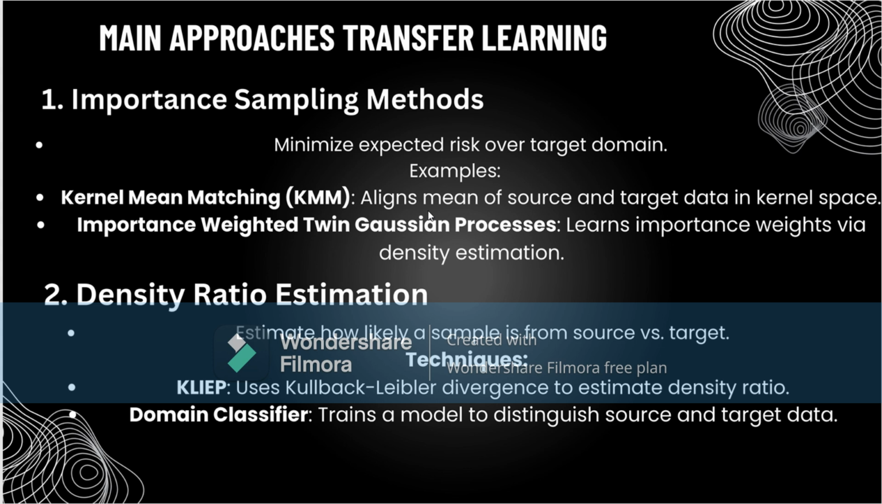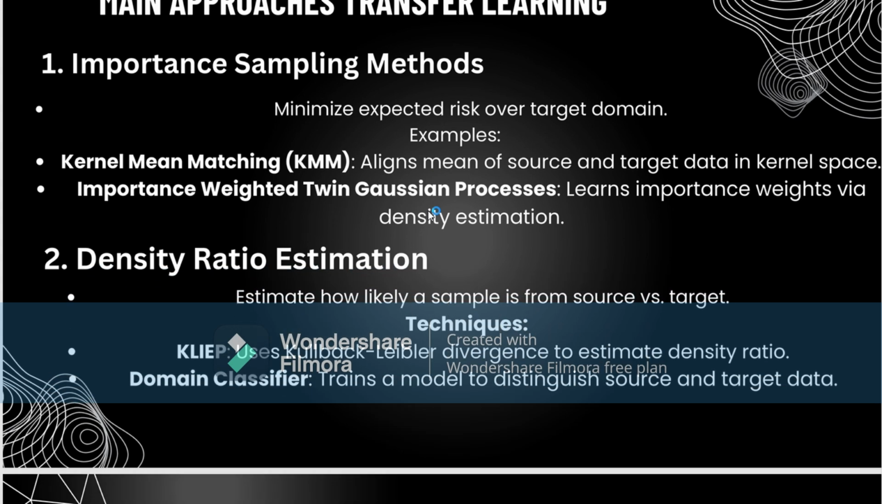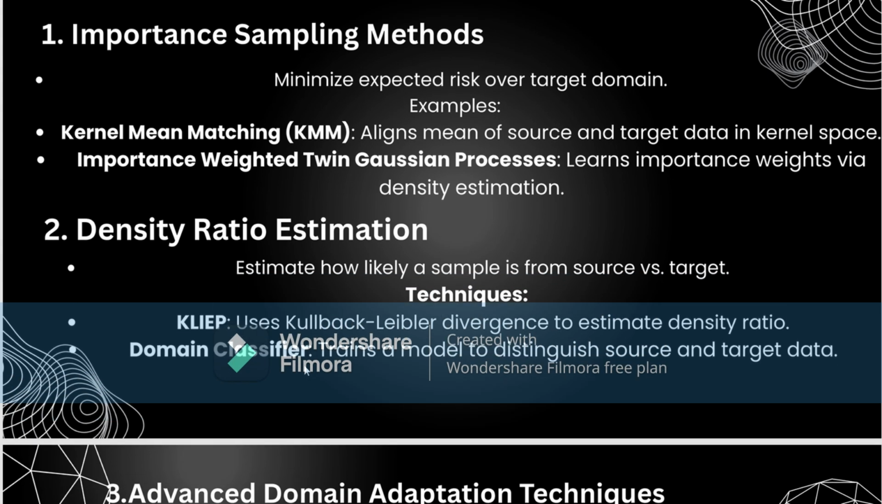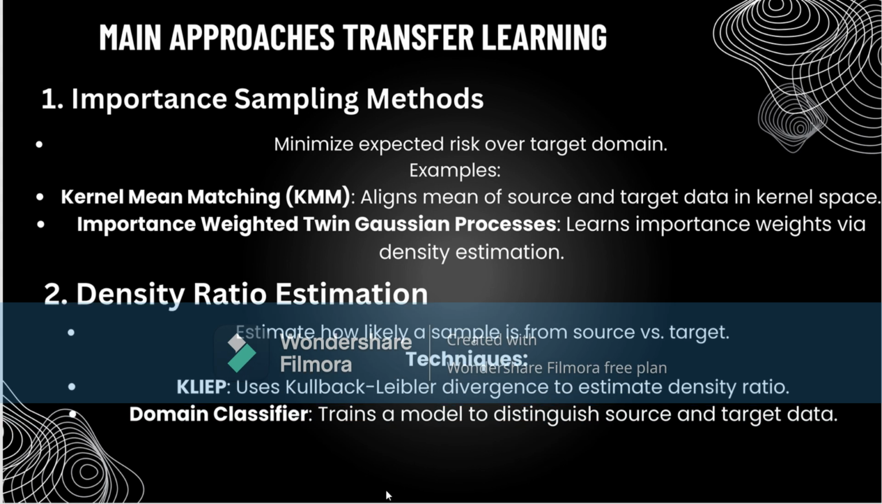Importance weighted twin Gaussian process learns importance weights via density estimation. Density ratio estimation estimates how likely a sample is from the source versus the target. One technique of density ratio estimation is CLEAP, a domain classifier. CLEAP uses KL divergence to estimate the density ratio.